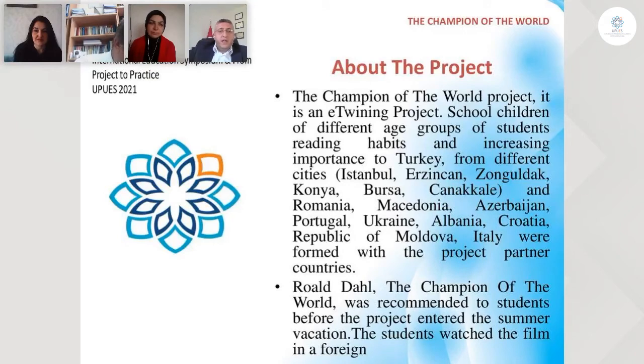About the project, the Champion of the World project is an 8-winning project. School children of different age groups, students' reading habits and the increasing importance to Turkey. From different cities, Istanbul, Erzincan, Zonguldak, Konya, Bursa, Çanakkale, and Romania, Macedonia, Azerbaijan, Portugal, Ukraine, Albania, Croatia, Republic of Moldova, Italy were formed the project partner countries. Roald Dahl's Champion of the World was recommended to students before the project entered the summer vacation.